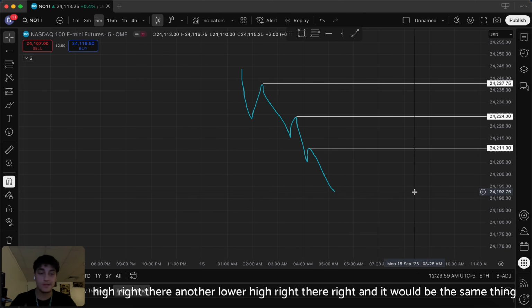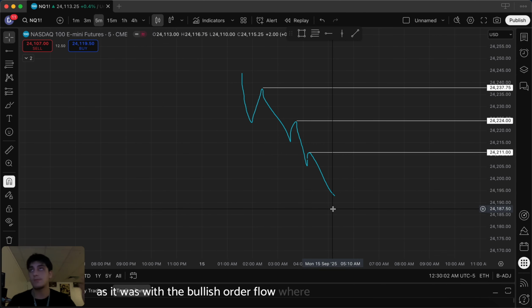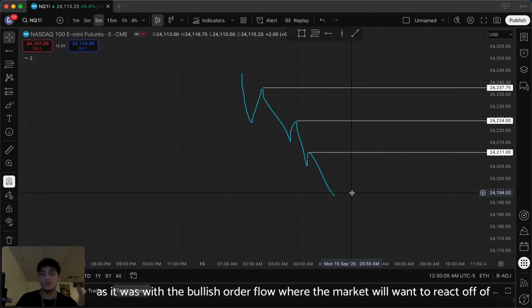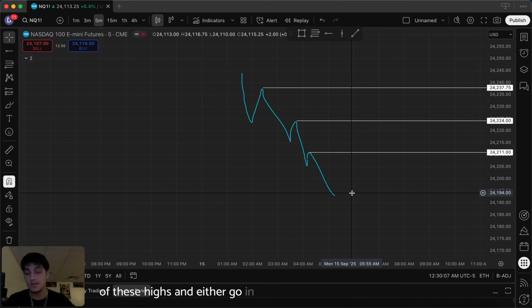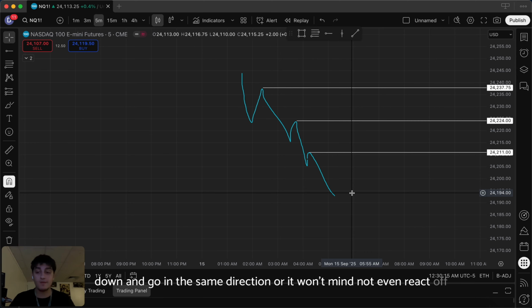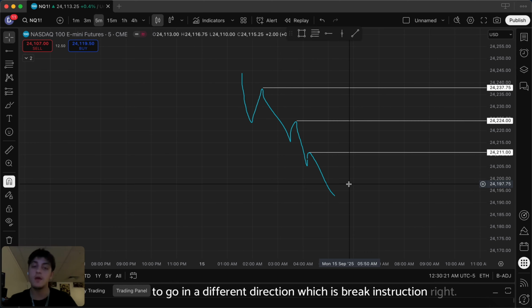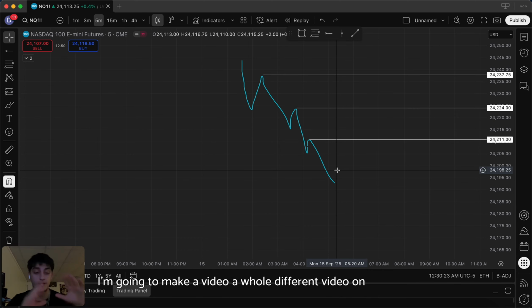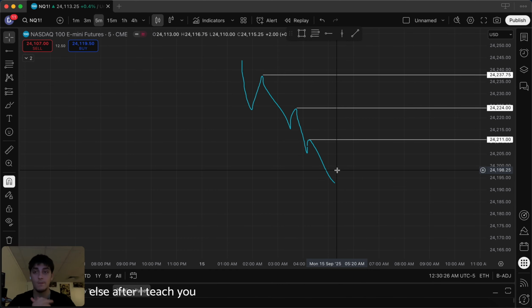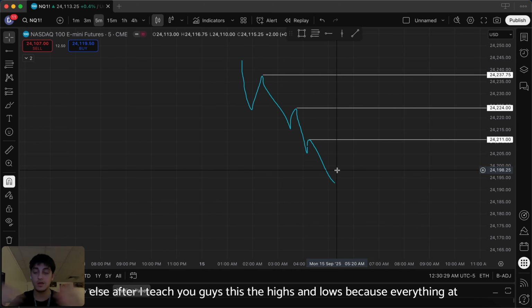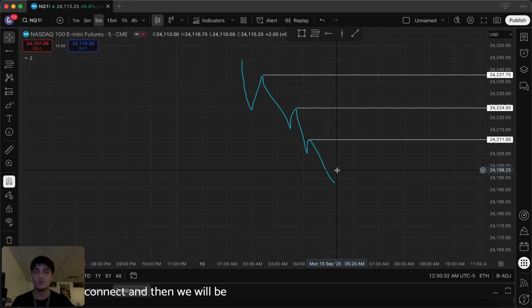It would be the same thing as with the bullish order flow, where the market will want to react off of one of these highs and then reverse back down and go in the same direction, or it might not even react off of it and just continue in a different direction, which is break of structure. I'm gonna make a whole different video on break of structure, liquidity, and everything else after I teach you guys the highs and lows, because everything at the end will connect, and then we'll be able to build a strategy, and I'll show you guys my strategy on winning trades, right?